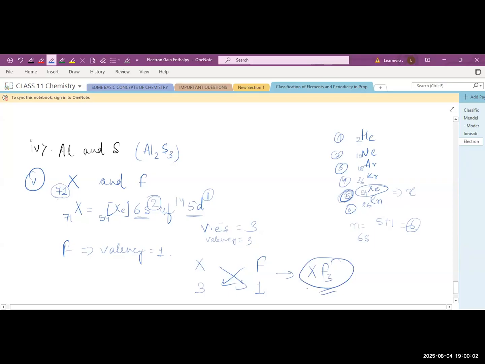Is it clear? Any doubt in this? No, ma'am. Yeah. If in the question an unknown element is given, just do it accordingly. Step by step, if you do it like this, you will get the answer.